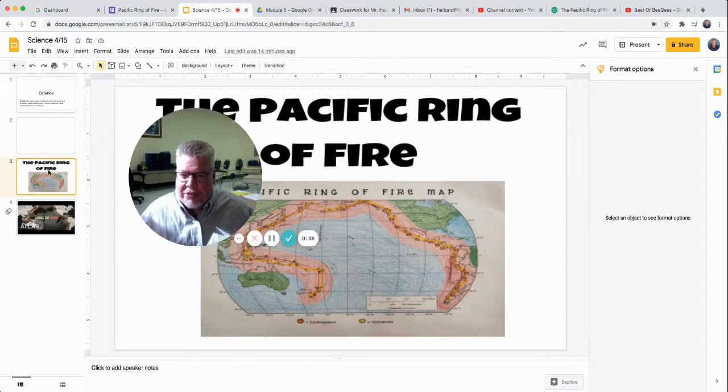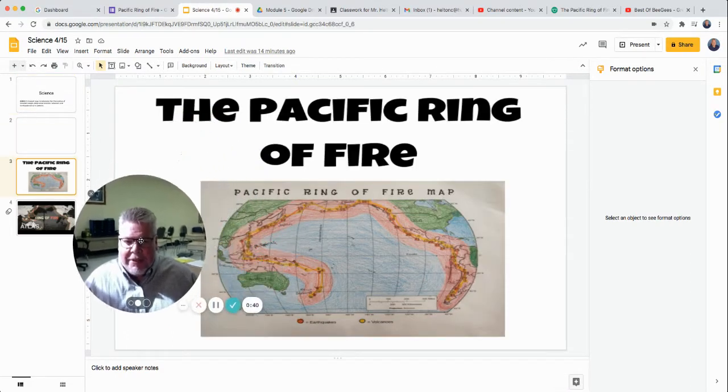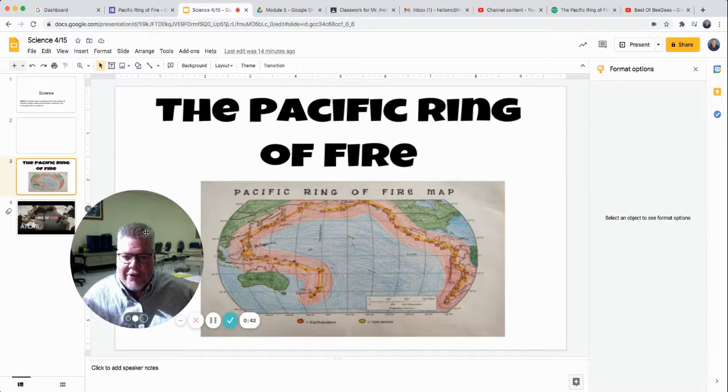One of the things we're going to look at today is the Pacific Ring of Fire. That sounds a bit scary, doesn't it? So the Pacific Ring of Fire is around the Pacific Ocean. It's like a big, almost circle. Obviously, it's not a circle, but it's in almost circular form around the Pacific Ocean.